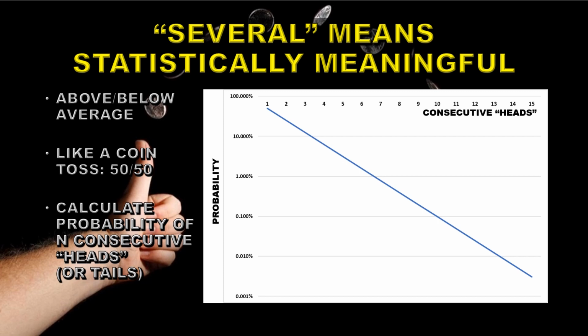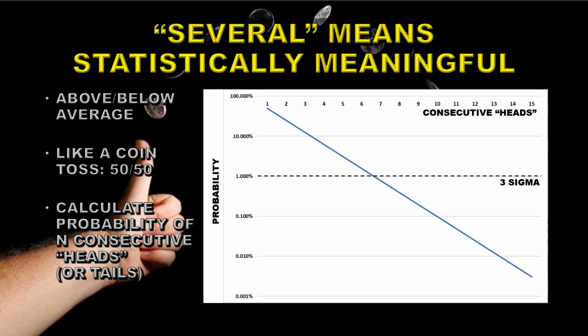And this curve on the right here shows that mathematically. Now note it is a logarithmic scale. So the more consecutive heads you require, the lower the probability. Now we can do the same thing effectively for above and below average solar cycles.